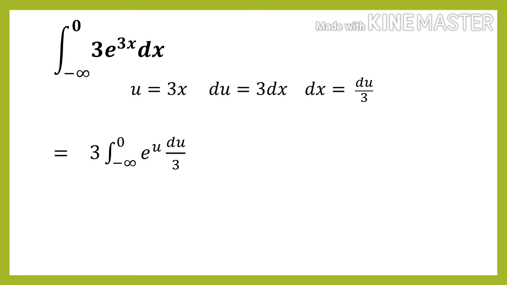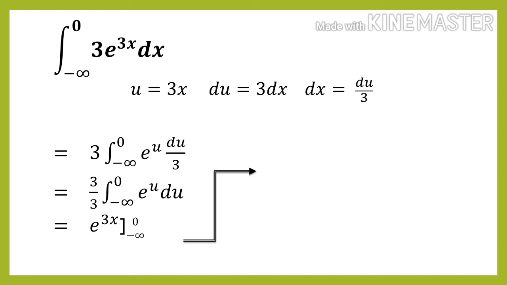Let's also move 1/3 to the front, so the expression would be 3 over 3, which is also equal to 1 integral of e raised to u from negative infinity to 0 du. So we must know that the antiderivative of e raised to u is also e raised to u. So let's simplify. Since u is equal to 3x, the expression would be e raised to 3x, and then let's evaluate this expression from negative infinity to 0.